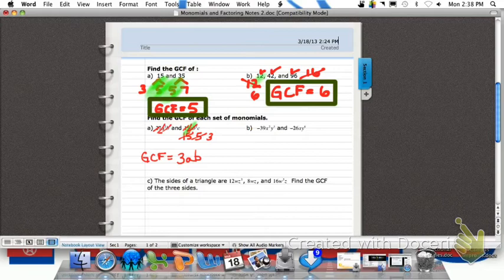Okay? And then finally, do they both share a C value? No, only this one has a C. Only the 15ABC has a C. There is no C here, so C is not part of your greatest common factor.